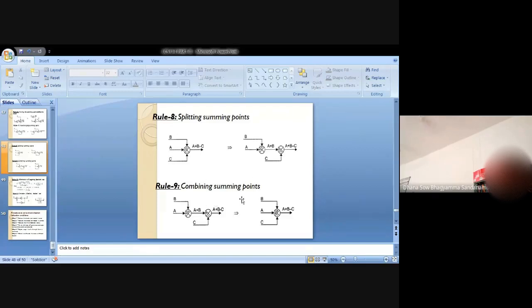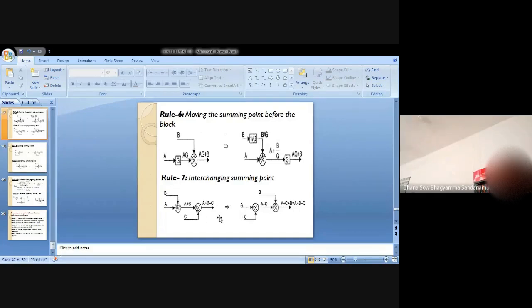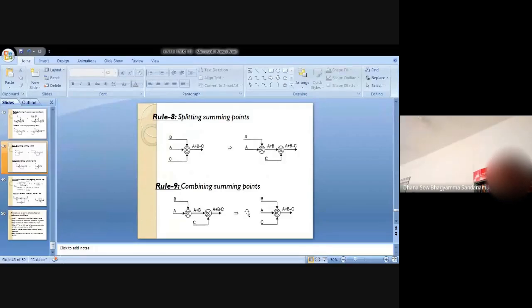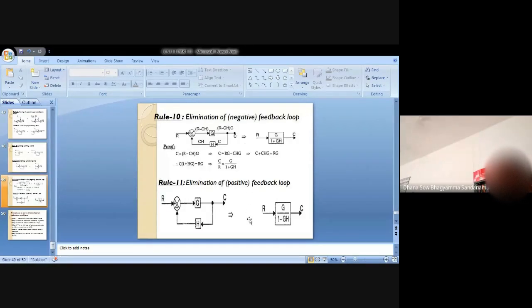Combining summing points: two different summing points are there, and I want to combine them. Just the opposite of this. No values will change. So one thing you can remember is that whenever we want to do any modification with respect to the summing points, there is no need to introduce any blocks. No need to worry about the transfer function of those blocks. It is very simple.